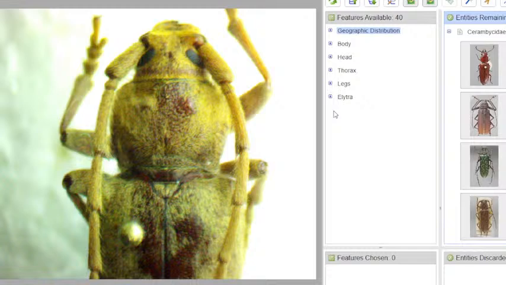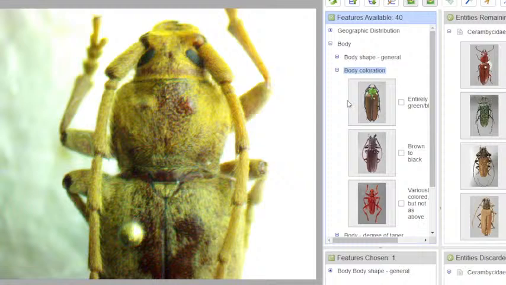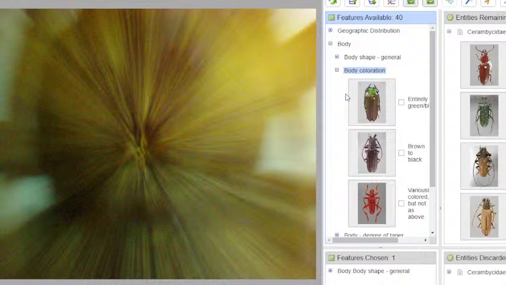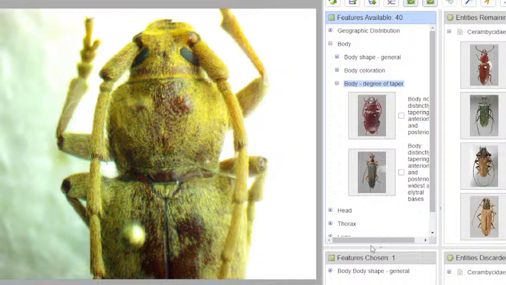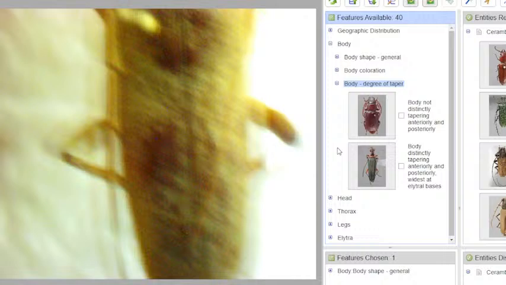No geographics. Body shape: generally flattened. He's adorable. I would say that he's generally brown with yellow floof, because his body is actually brown, and that's what we're asking about. They're asking about the body coloration. We're going to skip that one, though, really quick. Whether or not the body tapers. Let's scroll them up really quick. Body doesn't taper too much. Not distinctly.